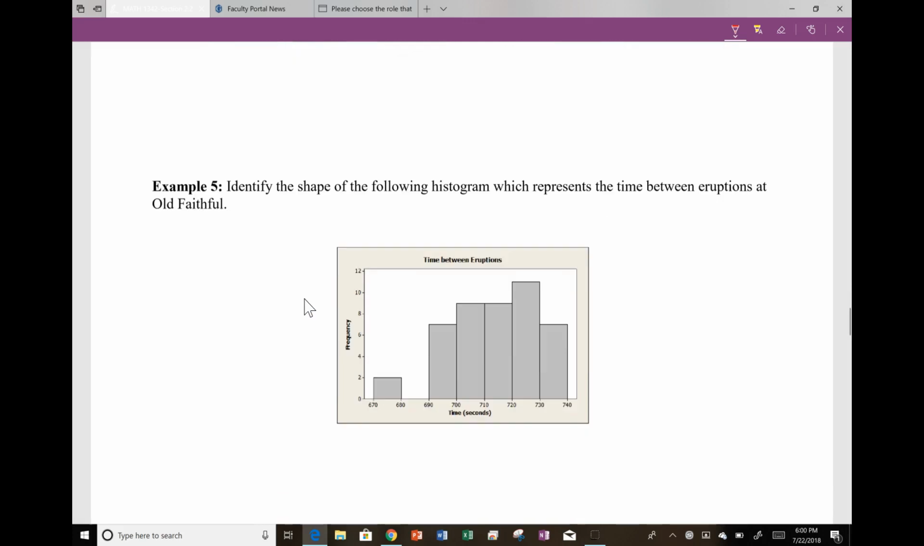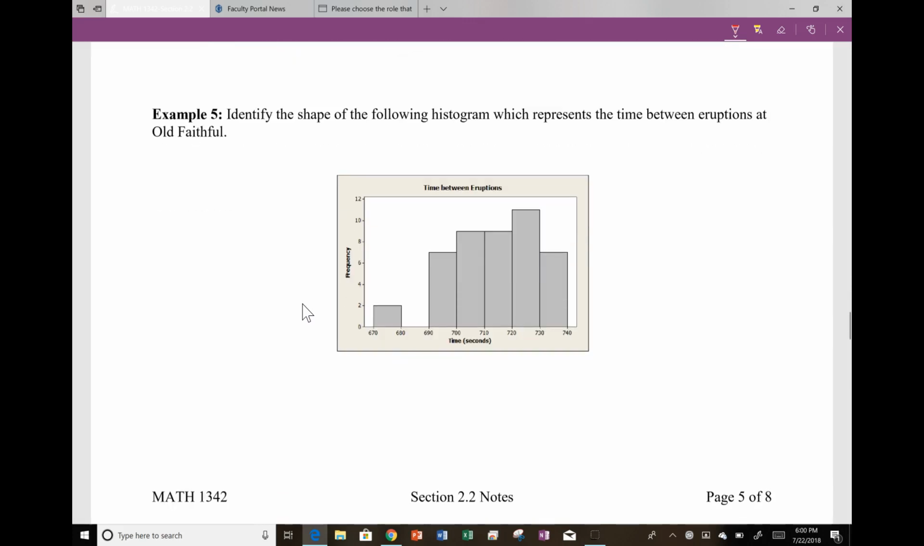So we had already drawn the histogram for our time between eruptions at Old Faithful, and it looked something similar to this. Now our possibilities are uniform, bell-shaped, left skewed, or right skewed. These are our different possibilities when we're describing the shapes.